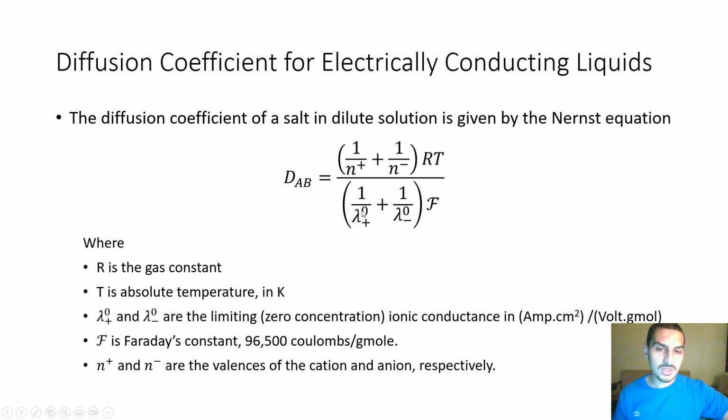This is what we call lambda plus node and lambda minus node. So one is for the anion and one for the cation. So these are the parameters that we use to calculate the diffusion coefficient in conducting liquids.